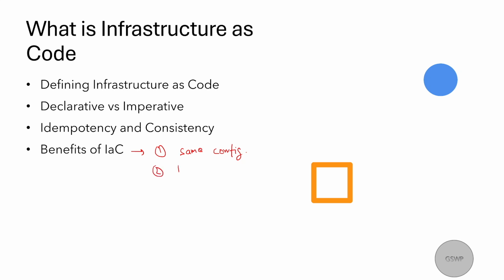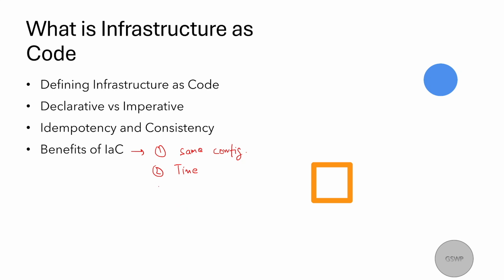The second thing is time management. You can save so much time, because if you are creating resources manually by clicking here and there, it will take much of the time. But if you use infrastructure as code, it is very quick. Of course it will take time to provision resources, but you just have to run it, and that's all. You don't have to wait, you don't have to sit there and click multiple times.